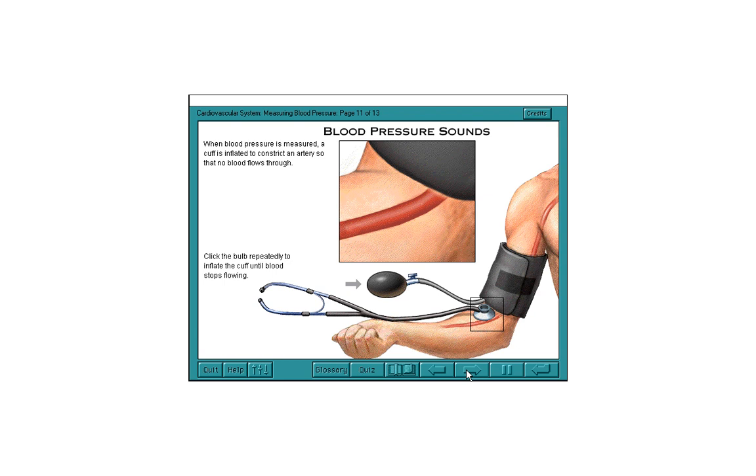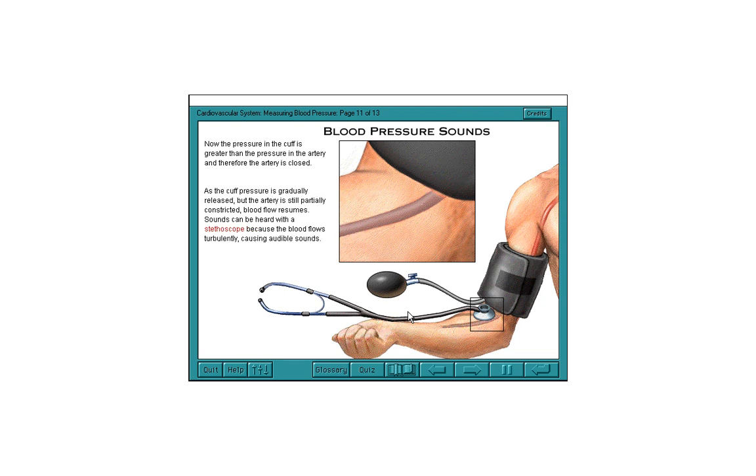When blood pressure is measured, a cuff is inflated to constrict an artery in the arm so that no blood flows through the artery. Click the bulb repeatedly to inflate the cuff until blood flow stops. Now the pressure in the cuff is greater than the pressure in the artery, and therefore the artery is closed off with no blood flowing through it. As the cuff pressure is gradually released, but the artery is still partially constricted, blood flow resumes. Sounds can be heard with a stethoscope because the blood flows turbulently, causing audible sounds. Now, click on the bulb valve to deflate the cuff and hear the sounds.